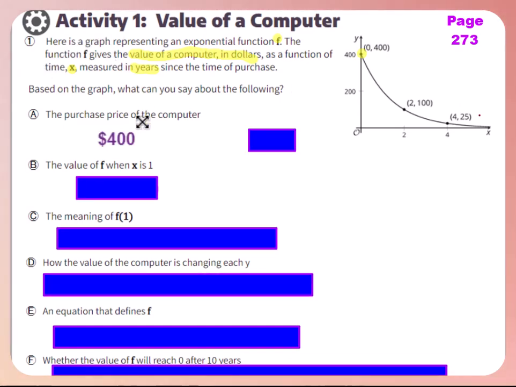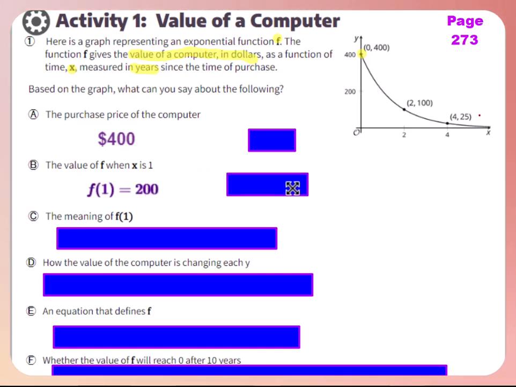Now, what is the value of f when x is 1? So we're going to go over 1, and I don't see any point there. I see 2. If I move over 2, we're going from 400 to 100, and 1 should be right here somewhere. So I'm going to go up from 1, touch the line, move over to the left. So f of 1 is 200.